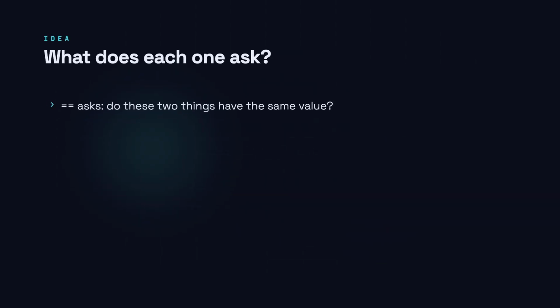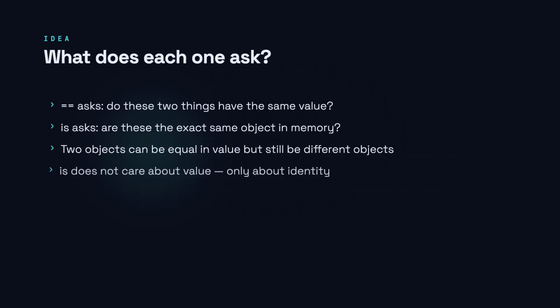The double equals operator checks whether two values are equal. The is operator checks whether two names point to the very same object. Equal values do not always mean the same object.